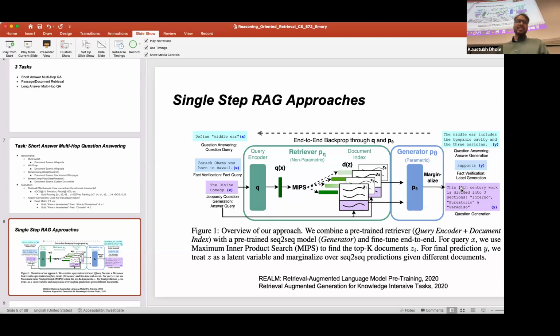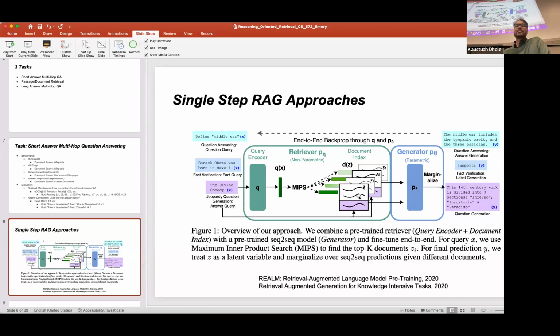Now this is the inference pipeline. While training, the generator is also fine-tuned, as well as the query and the document embeddings. One thing to understand here is that as soon as we start fine-tuning the query and document encoder, that means our document index gets stale. So after a few epochs, we can't really use that document encoder.